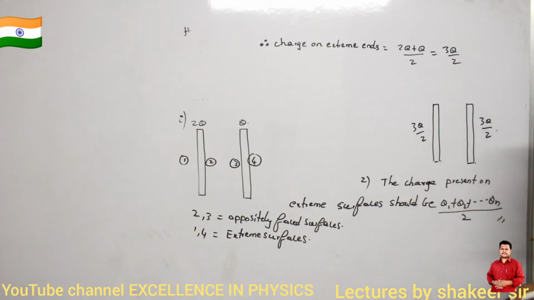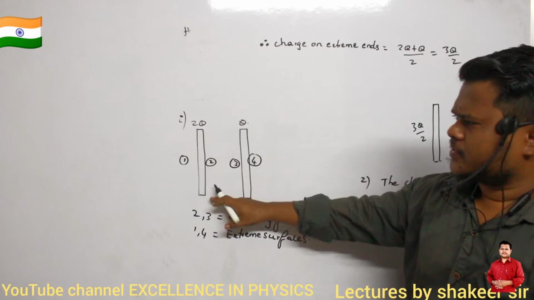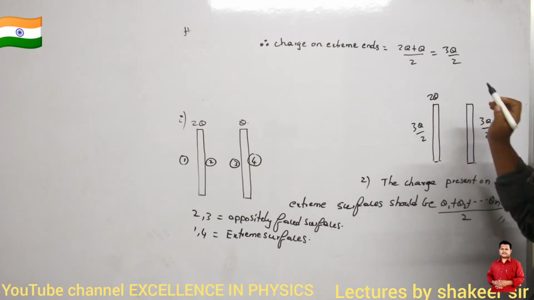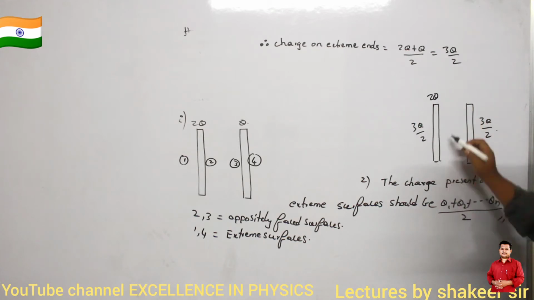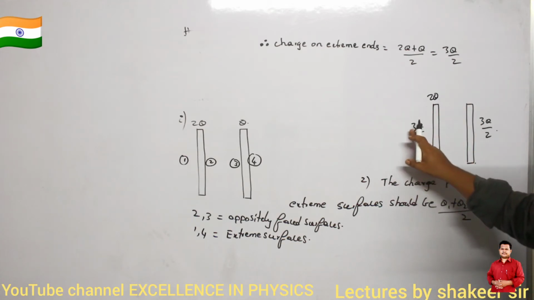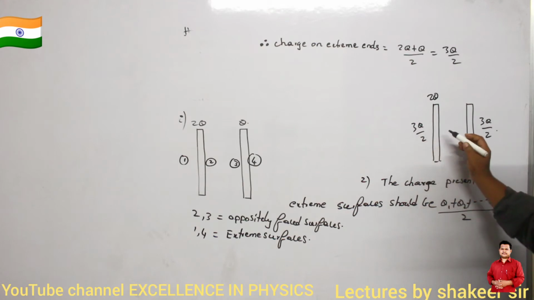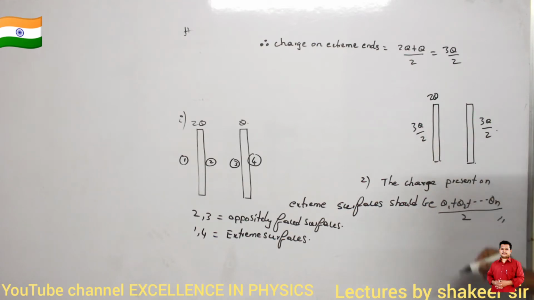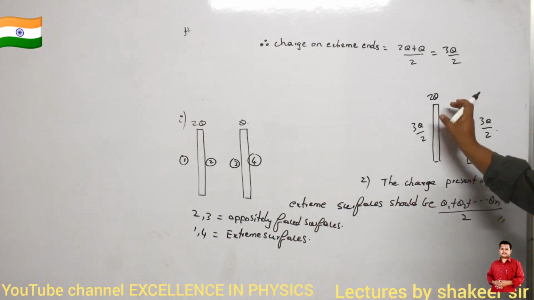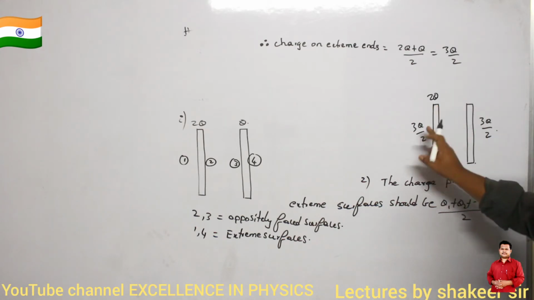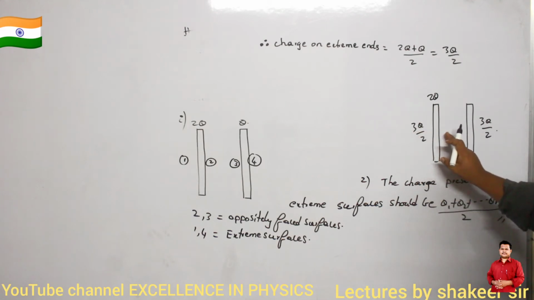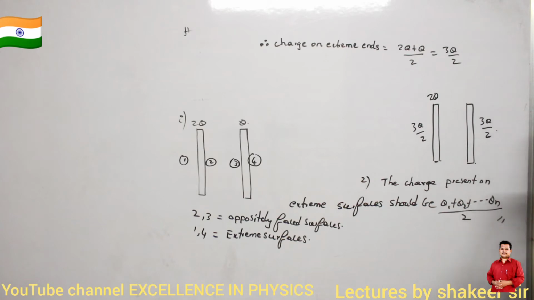So this is the first arrangement of charges. Now what is the total charge present on the first plate? The total charge on the first plate is 2q. If the total charge is 2q and on one surface it is 3q divided by 2, can you say what charge will be present on the second surface? On this side the charge is 3q divided by 2, so what will be the charge present on this side? How much?